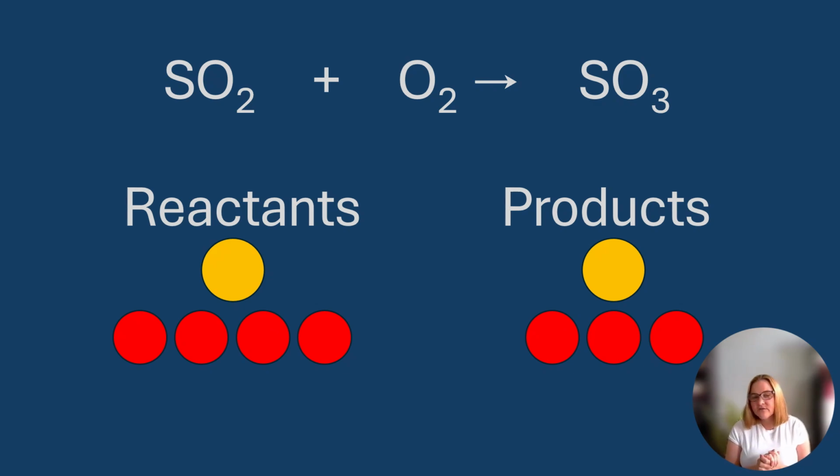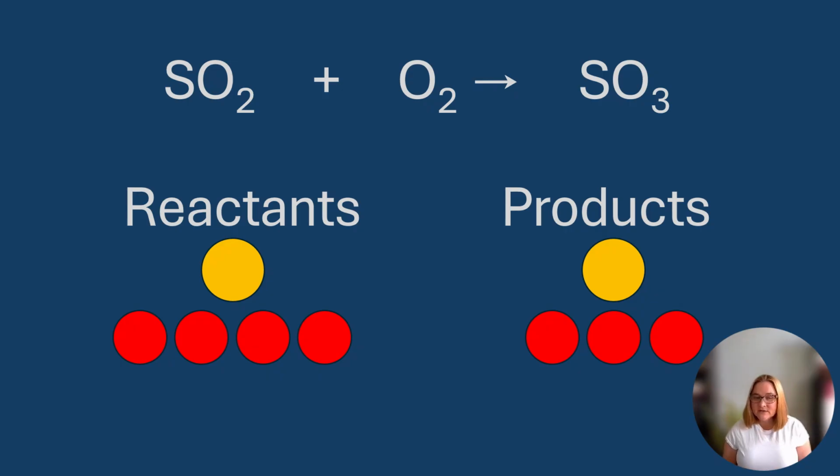But since we only have one product, we can get our entire atom count from our single molecule of sulfur trioxide. There are the same number of sulfur atoms on each side of my reaction arrow right now, but this isn't the case for the oxygen atoms. And since there are more oxygen atoms on the reactant than the product side, our equation isn't balanced, and we have to work to fix that.